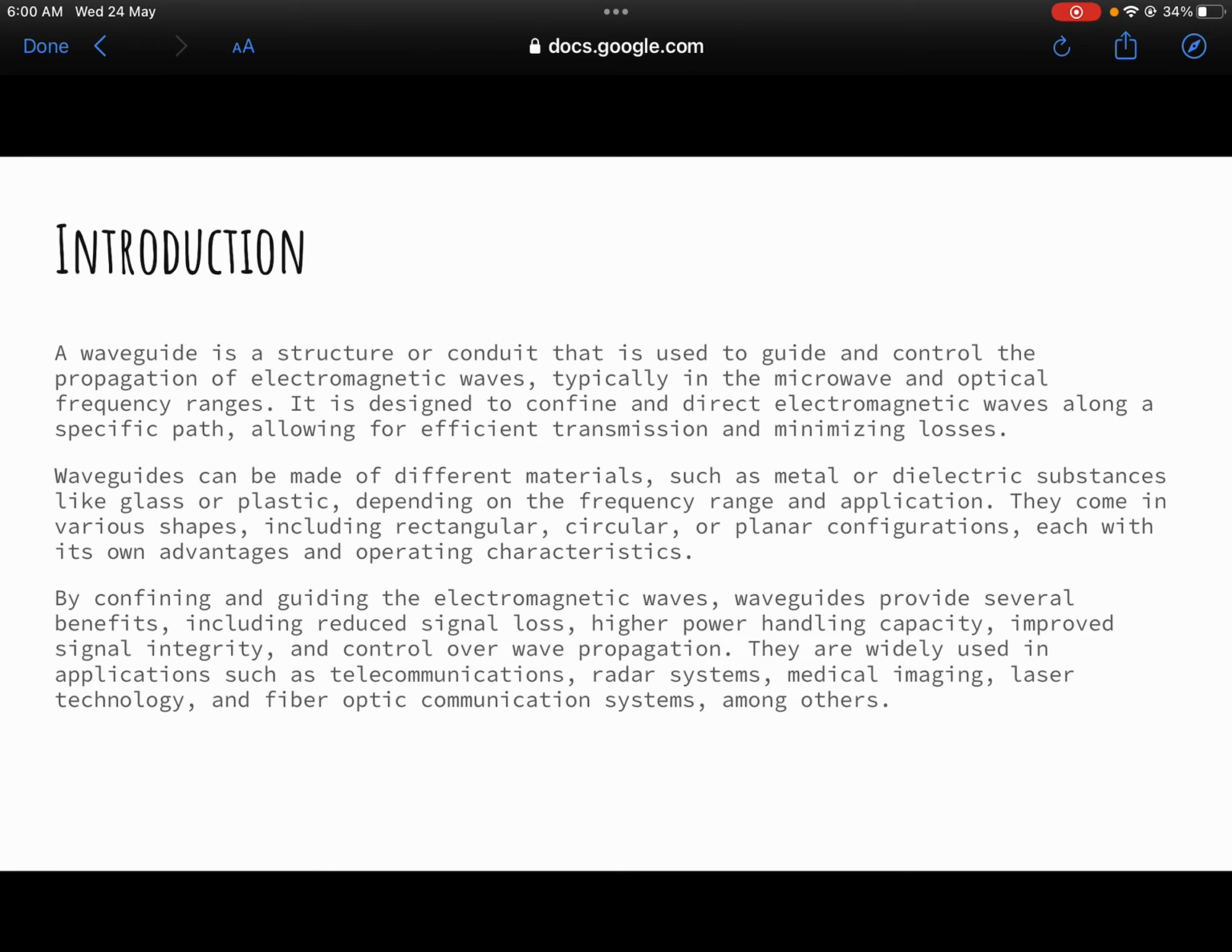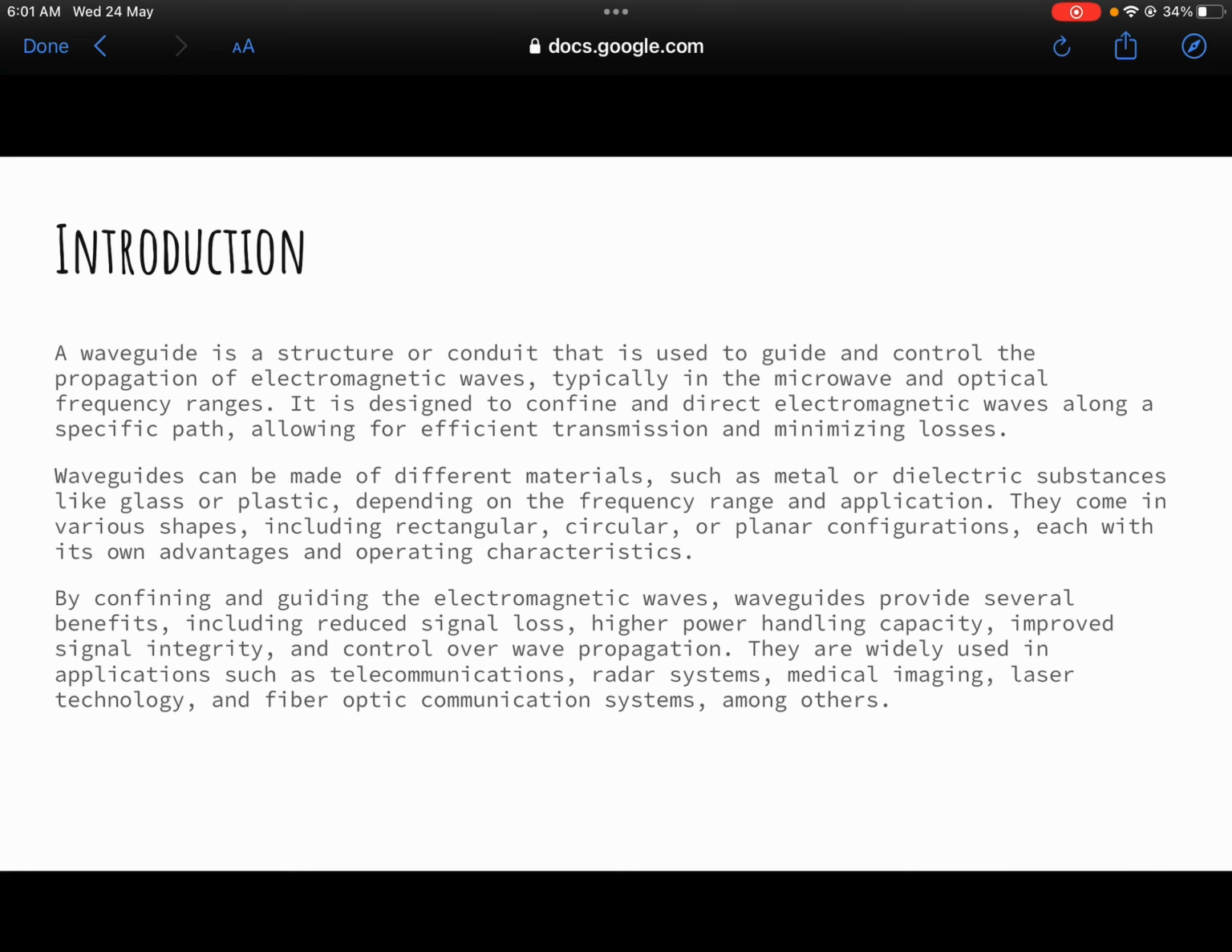Let's begin. So, introduction. What is a waveguide? A waveguide is basically a pathway for waves to follow. We can say a waveguide is a structure or a conduit that is used to guide and control the propagation of electromagnetic waves, typically in the microwave and optical frequency ranges. It is designed to confine and direct electromagnetic waves along a specific path, allowing for efficient transmission and minimizing losses.